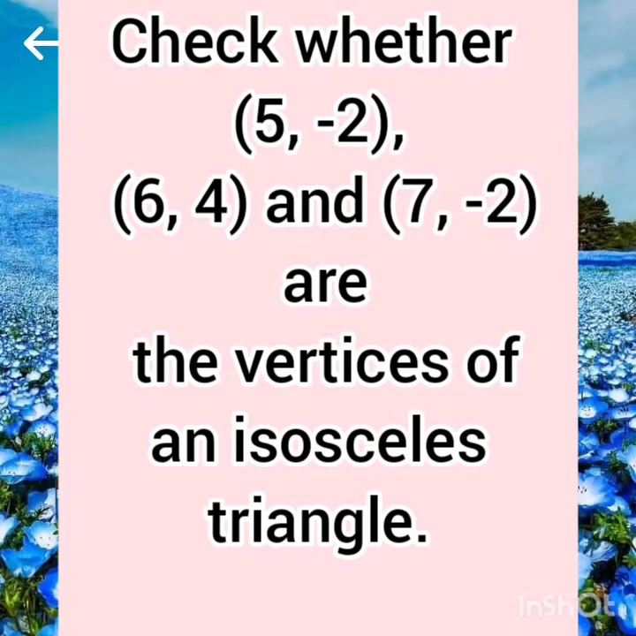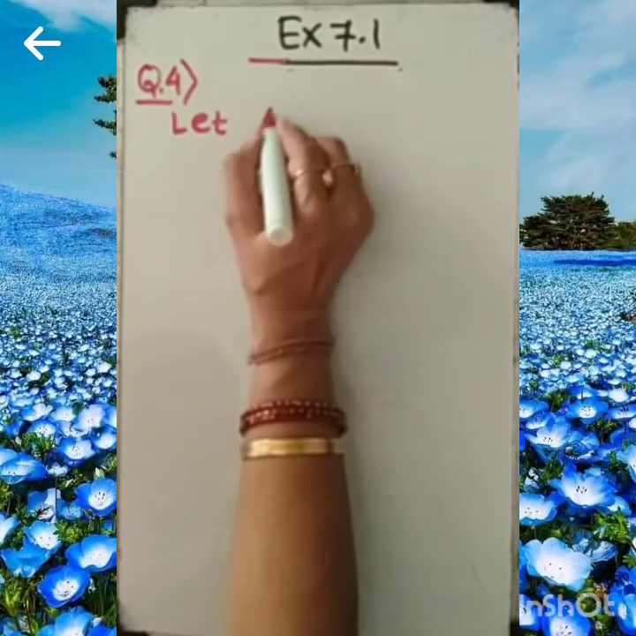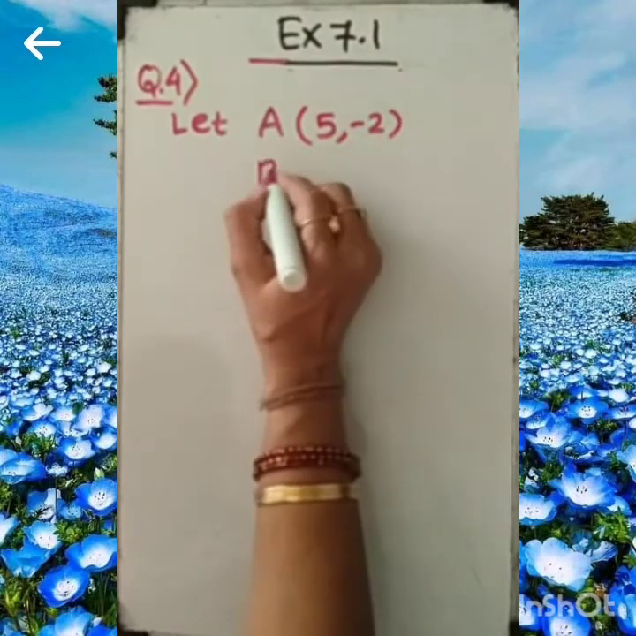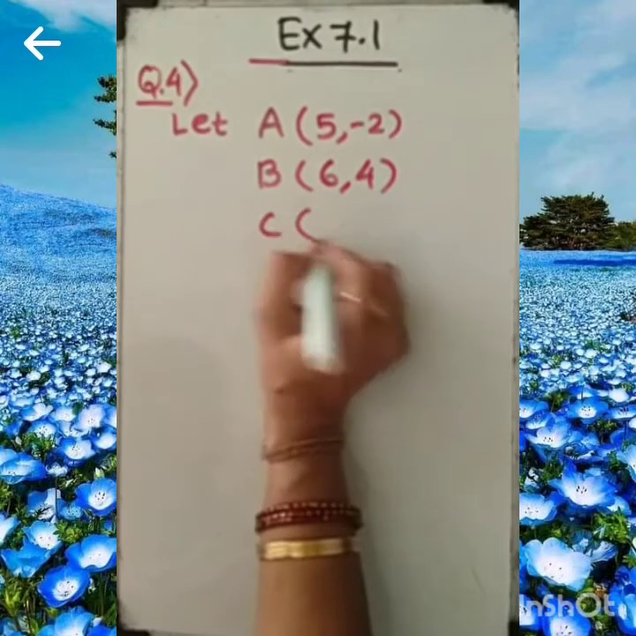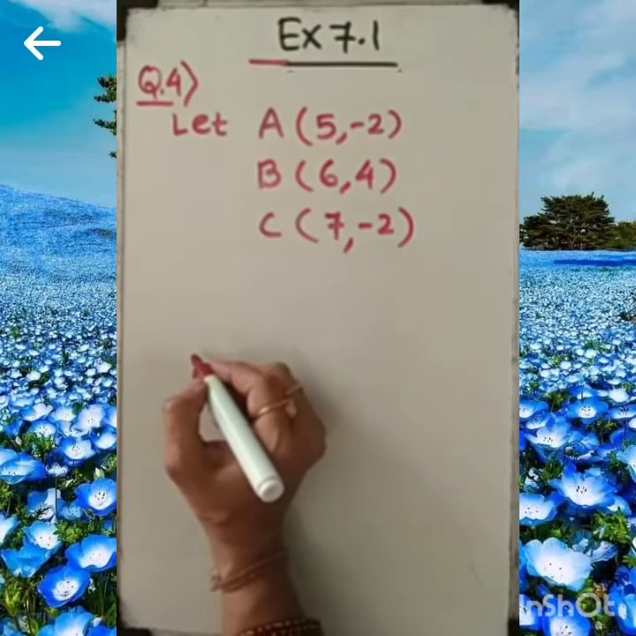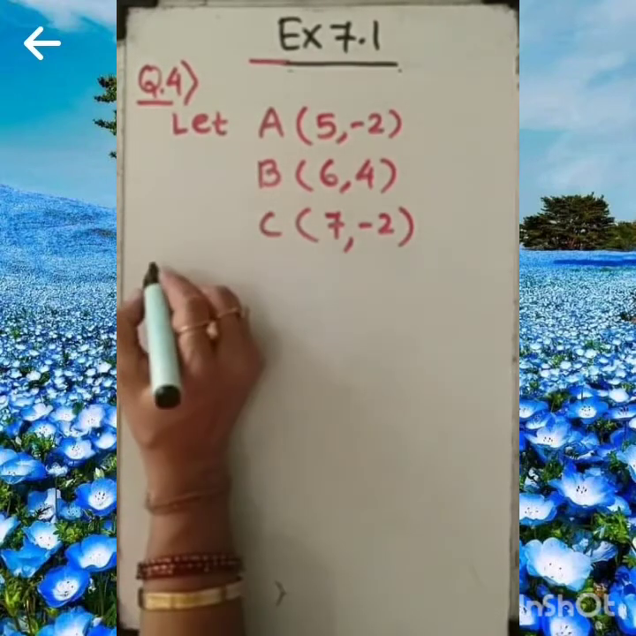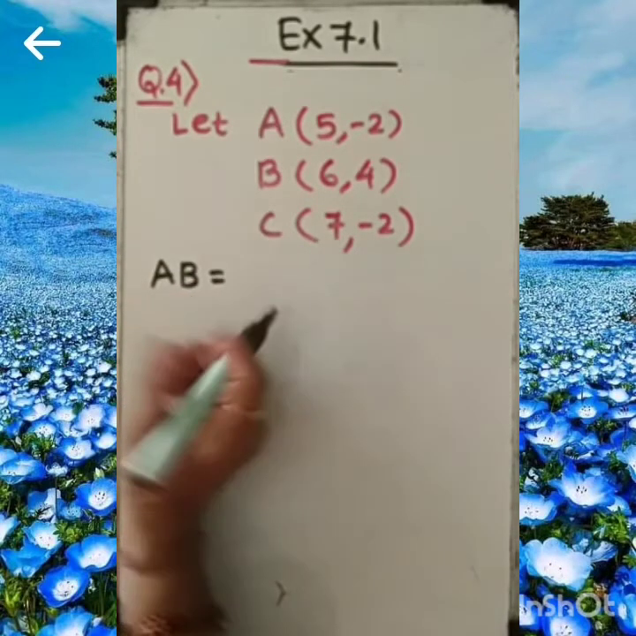Okay. So dear student, this is the question which we are given. Let's start the solution. Let the first given point be A, that is (5, -2). Another point I am considering as B, that is (6, 4). And of course the third point C, that is (7, -2). These three points are given. Now I am going to measure AB, applying the distance formula for finding the distance between A and B first.